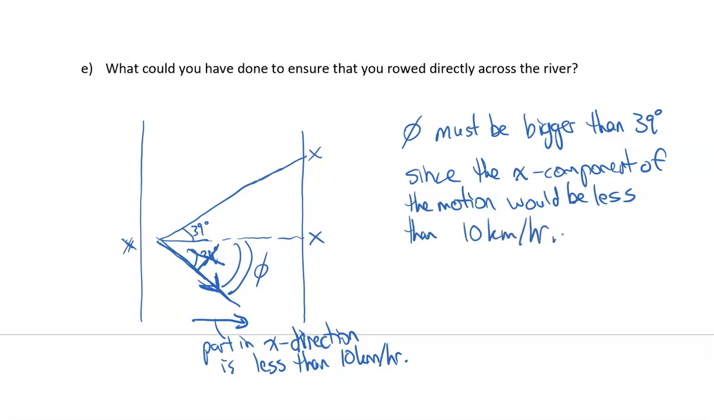So there you go. That's our conclusion there. It didn't ask you to calculate anything, but you just have to note that phi must be bigger than 39 degrees. All the best with your questions now as you work through this.